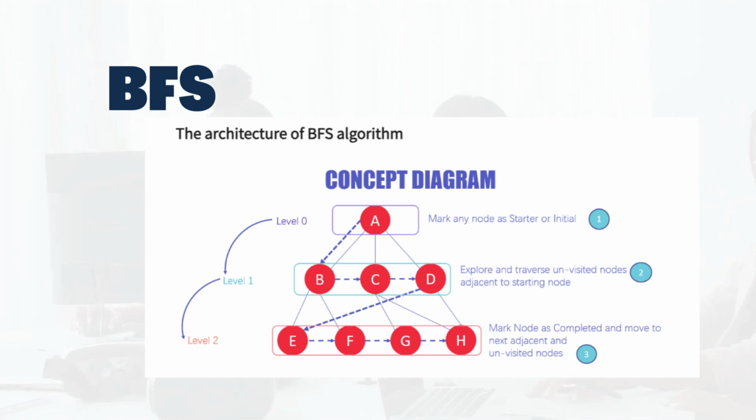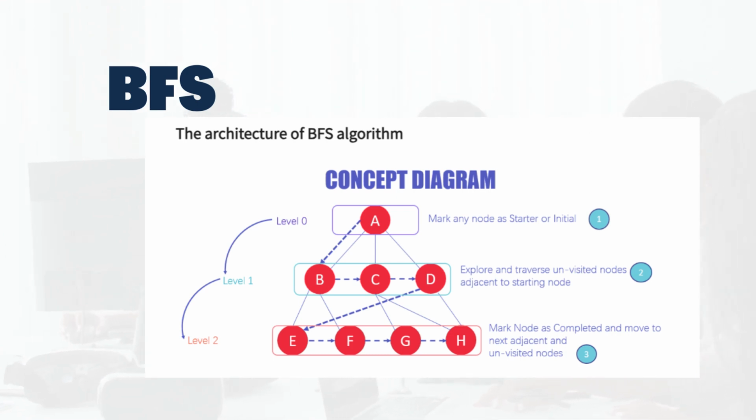In BFS, the algorithm visits all the vertices at the same level before moving on to the next level. It explores all the vertices adjacent to the current vertex before moving deeper into the graph. This characteristic makes BFS particularly useful for finding the shortest path between two vertices in an unweighted graph.